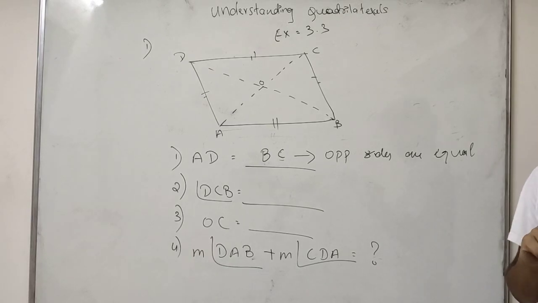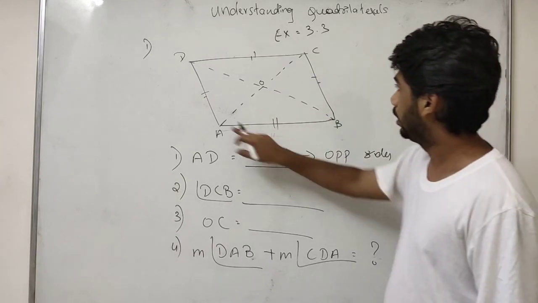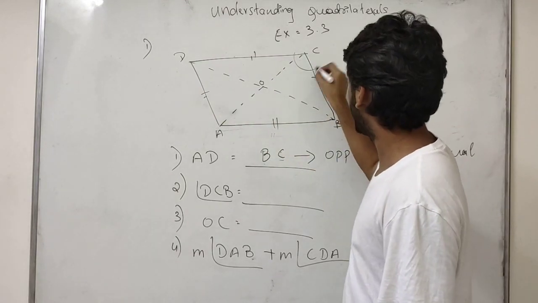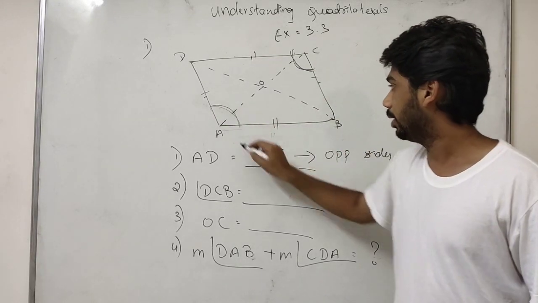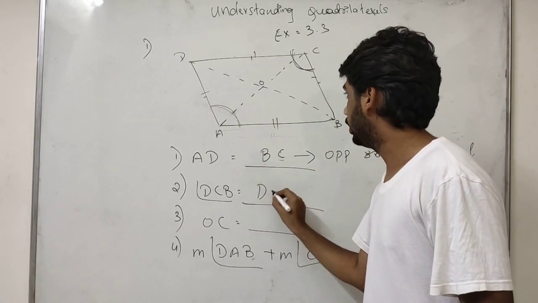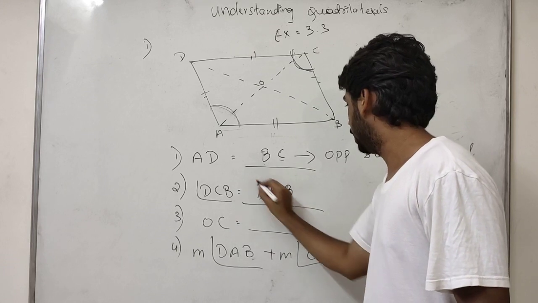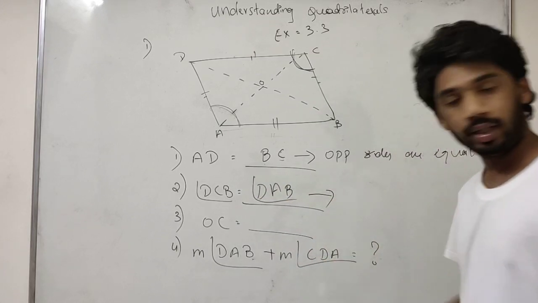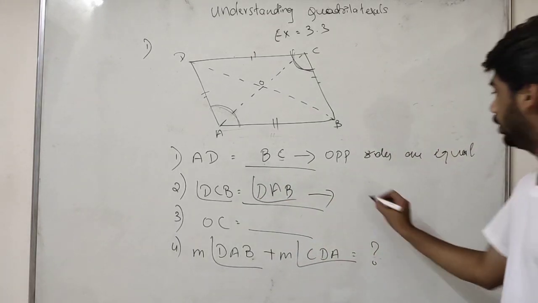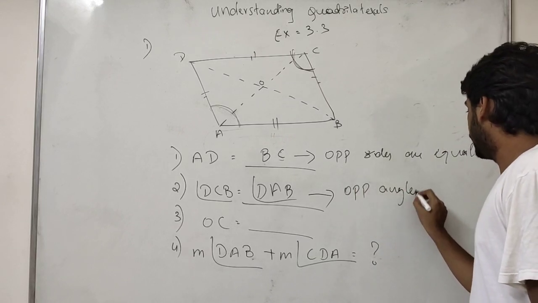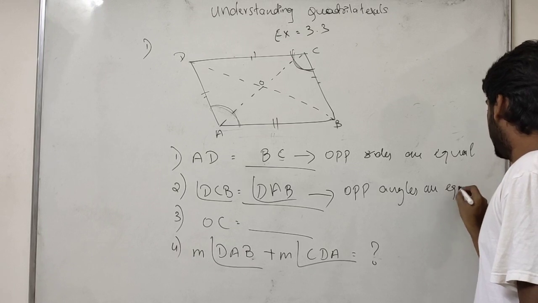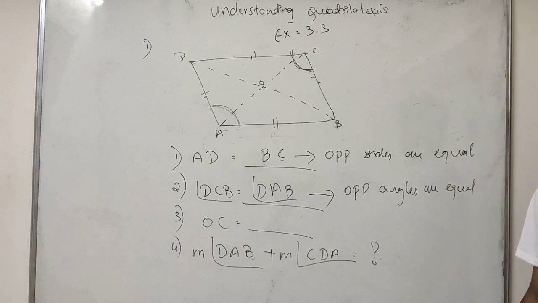So next one, angle DCB. This angle. Opposite angles will be equal, so this angle will be equal to DAB. Opposite angles are equal. So students, got it? Opposite angles will be equal.